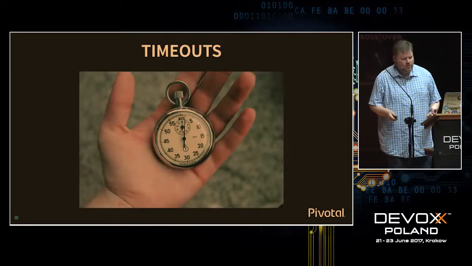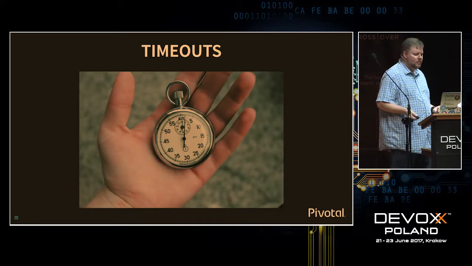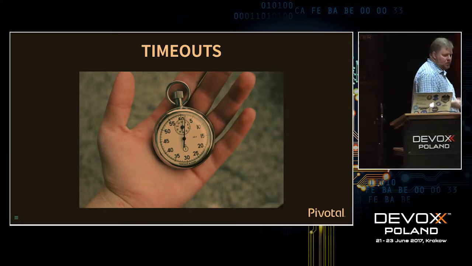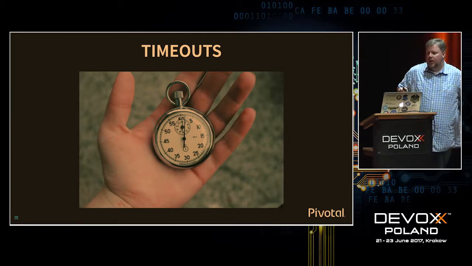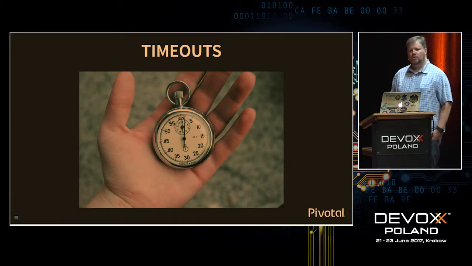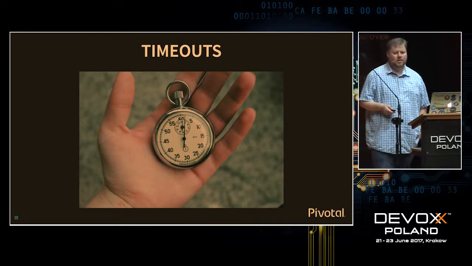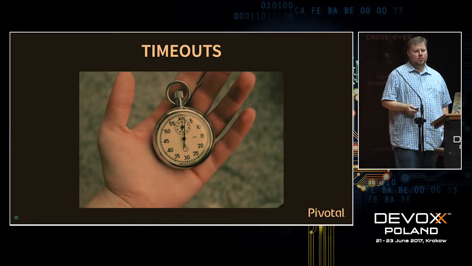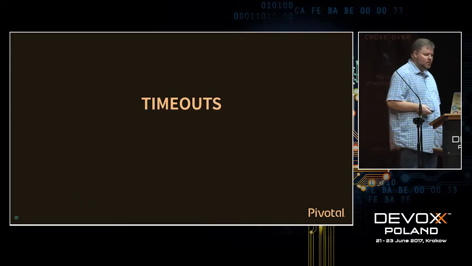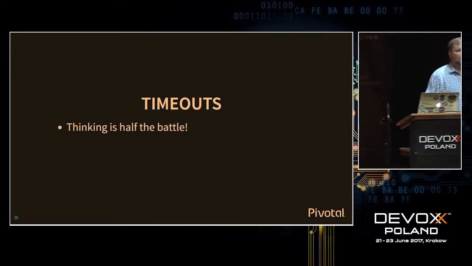So we'll start really simply with just the notion of timeouts. Timeouts really matter when you're going outside of your zone of control. If I'm going to cross a network boundary, I can never assume, ever, that I'm actually going to get a response to the request that I send out. At some point, I have to be able to give up. And so again, thinking about timeouts is half the battle.